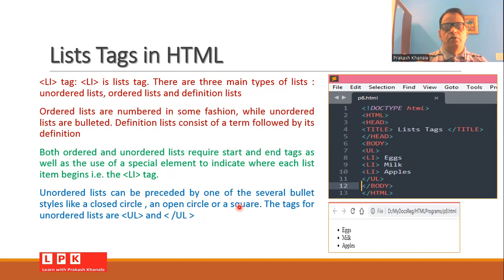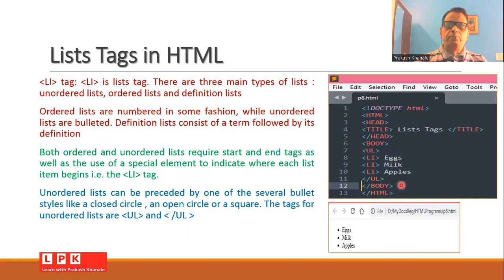And whenever we have the unordered list, we can use the ul, that is unordered list, start tag and end tag. For example, if I write a small HTML code for the list tag, you will find that in the body of the HTML code, I will declare an unordered list, and in the unordered list, I will create the list items li: eggs, milk, and apples. Then I will close the unordered list, and then I will close the body as well as the HTML code.